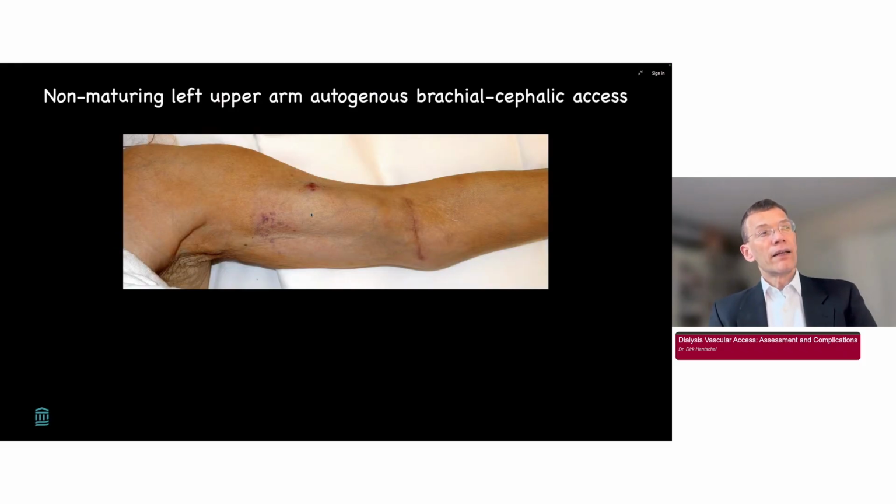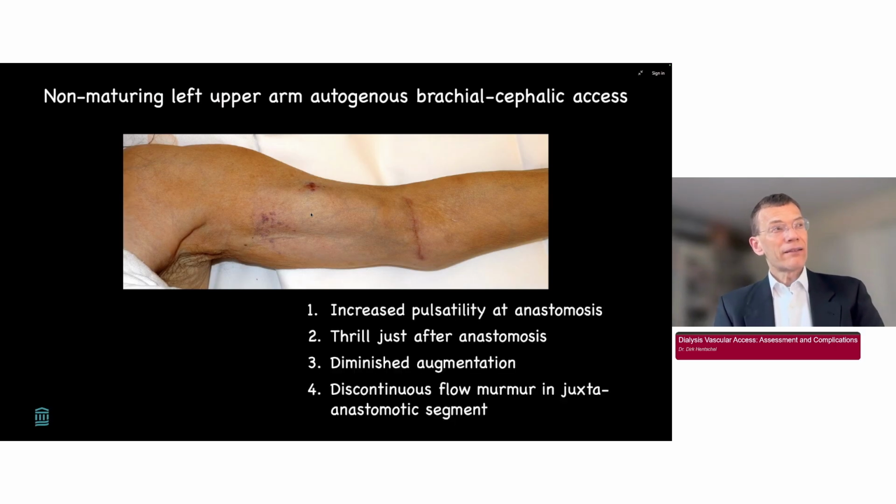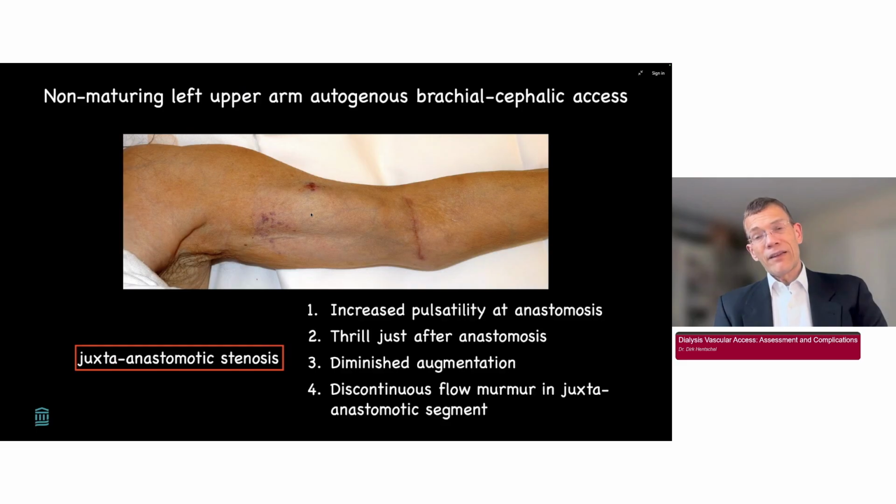Now, this is an upper arm brachiocephalic vein fistula that doesn't seem to have matured. There's increased pulsatility only at the anastomosis. There's a thrill along that scar. When you occlude the access, very little augmentation. And now listen to this flow murmur. So you can hear that there's a discontinuous component. There's a very strong component systolically, and then almost a pause diastolically. And that's concerning.